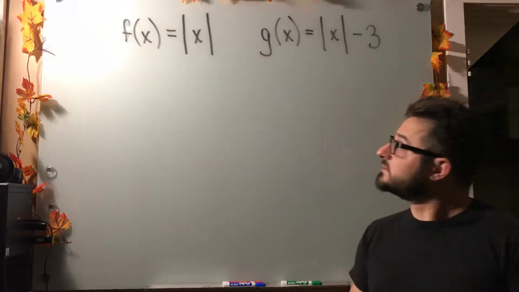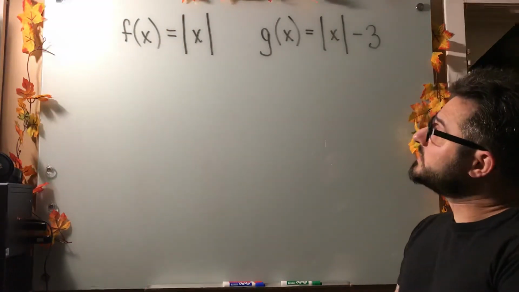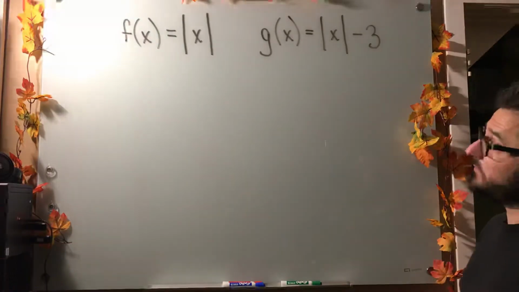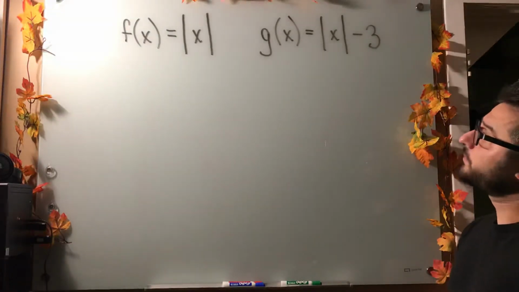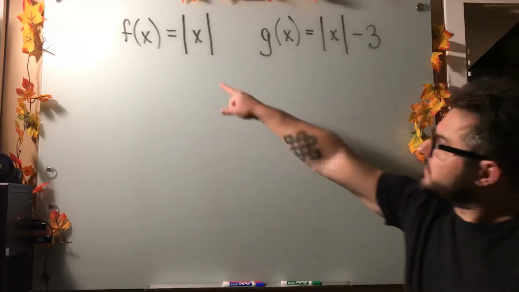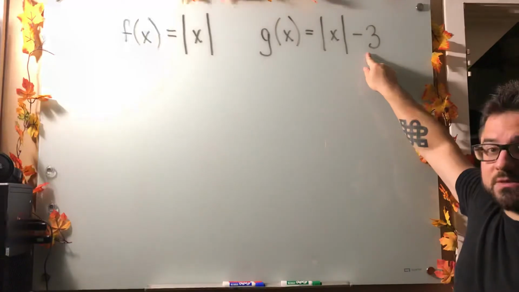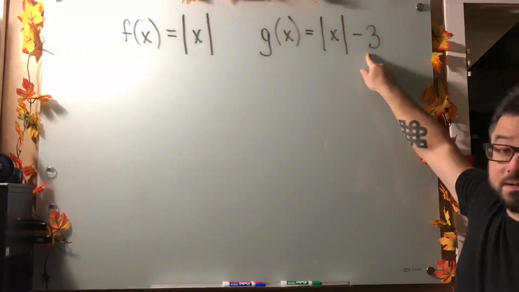Shifts of functions. So we're going to use one of our basic functions here, the absolute value function. You could use any of them, it's just the one that I chose here. And that's our basic function. And then we're going to introduce one of our linear operations, subtraction of a constant, in this case 3.